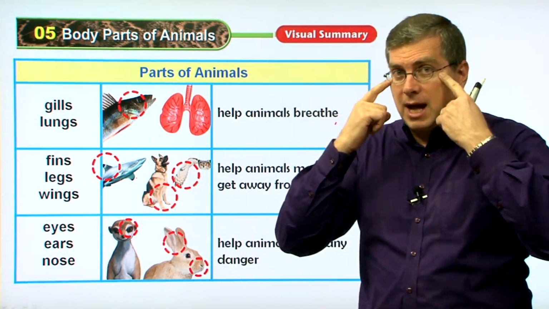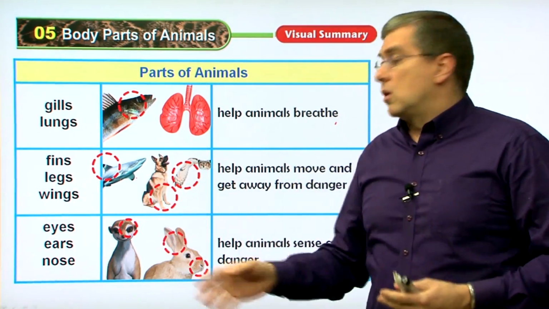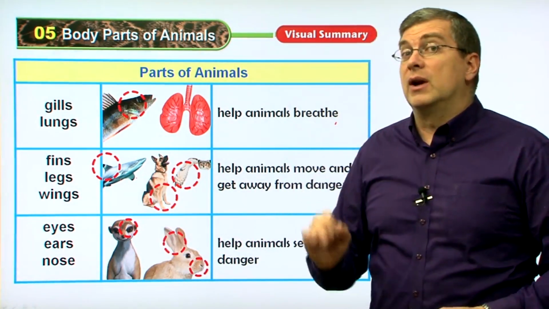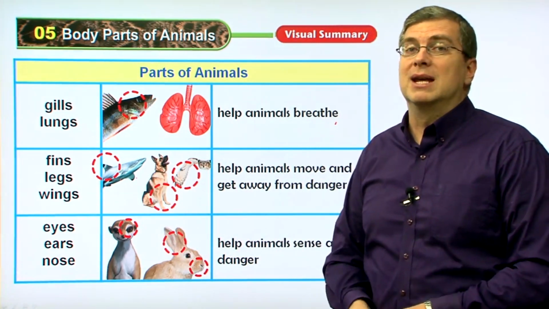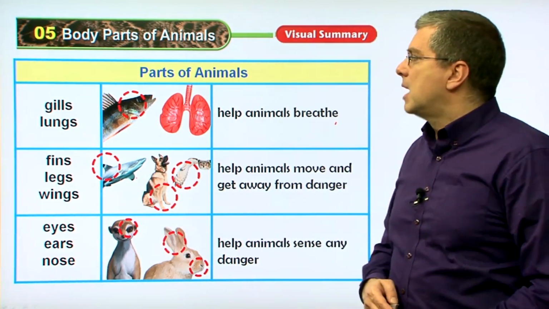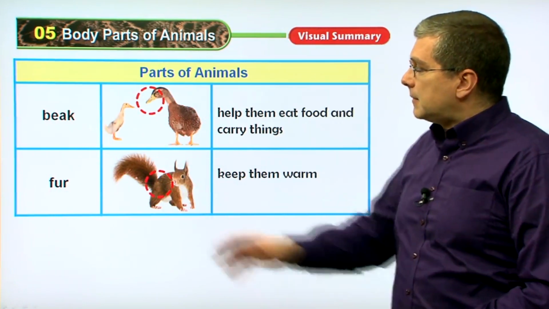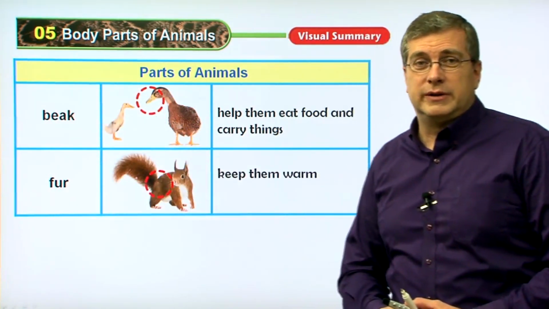Human beings use their eyes and ears a lot more than animals do. Animals' noses are very strong, much stronger than human beings'. That's interesting about animals. Okay, let's continue. We have 2 more body parts to talk about.